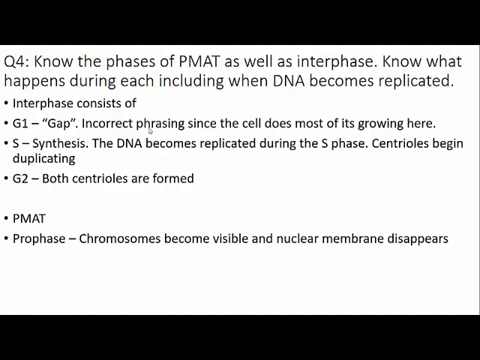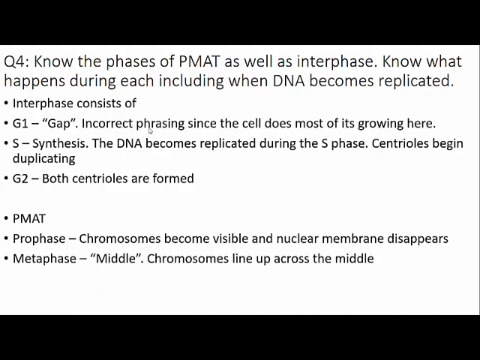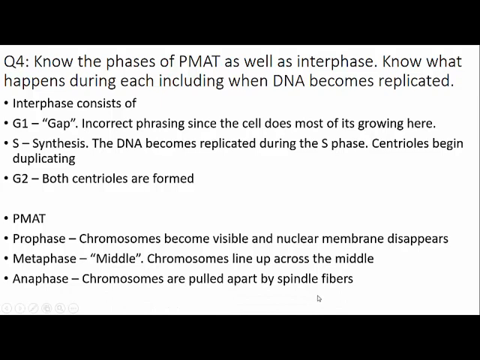PMAT: prophase, the chromosomes become visible and the nuclear membrane disappears. Metaphase means middle. The chromosomes line up across the middle. Anaphase, the chromosomes are pulled apart by spindle fibers, which come from the centrioles. And telophase, the cytoplasm is getting ready to split, and that will actually happen during cytokinesis, forming two daughter cells.